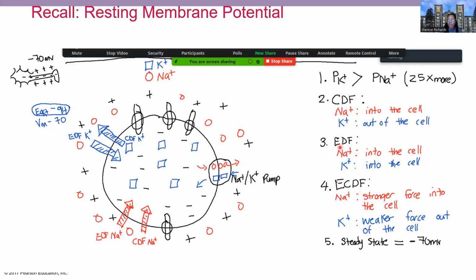So when we have all of these factors in play, there is no net accumulation of either sodium or potassium on either side of the neuron, and that is how we establish a more negative environment inside and a more positive environment outside. So really just being able to break down the details of how we get to this -70 millivolts, okay? So especially understanding the individual ECDF of both of these ions.